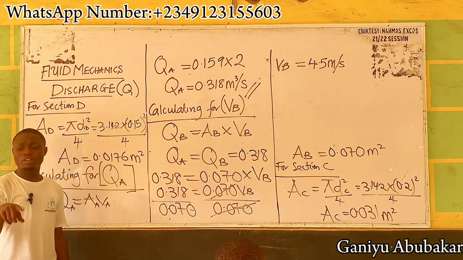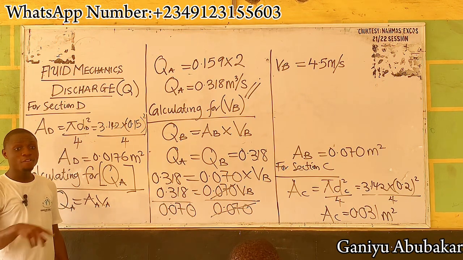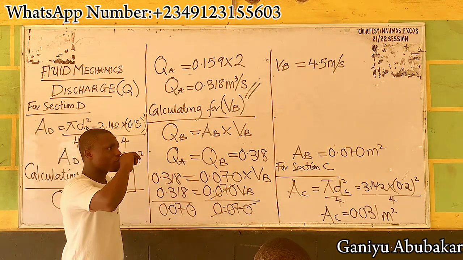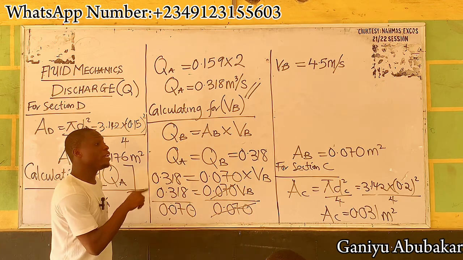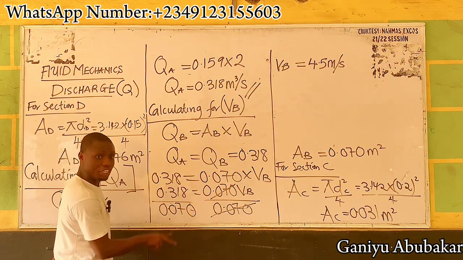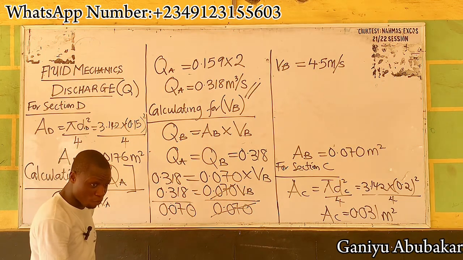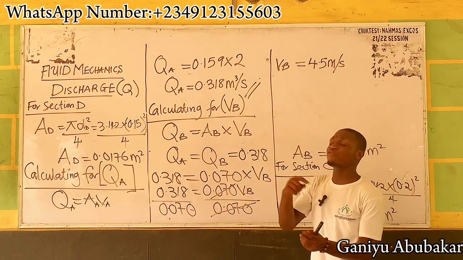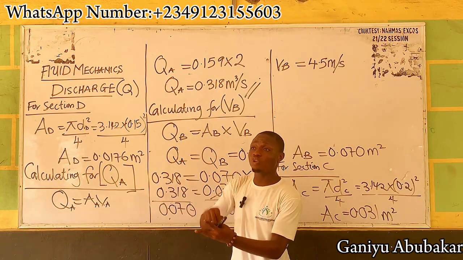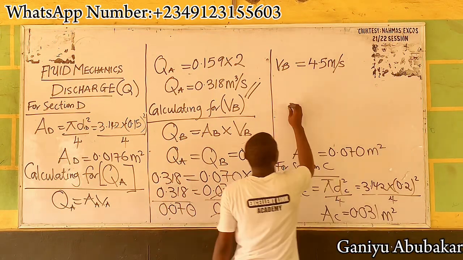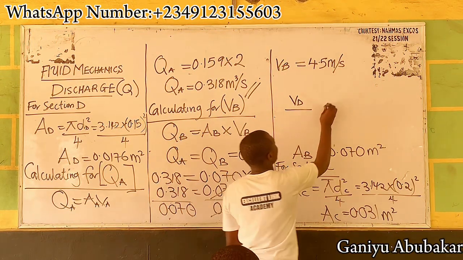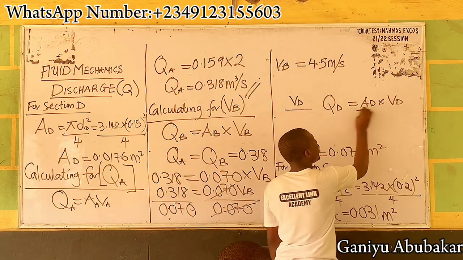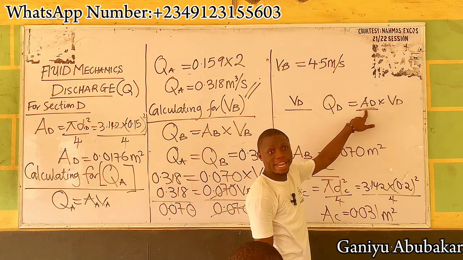What else again? VD. If I'm to get VD, I need to know QD and AD. Before I do that, let me show something. I want to show why I will take that step before I get VD. To get VD, we need QD equal to AD times VD. I need to know AD. Is it known? Yes, the area at D.